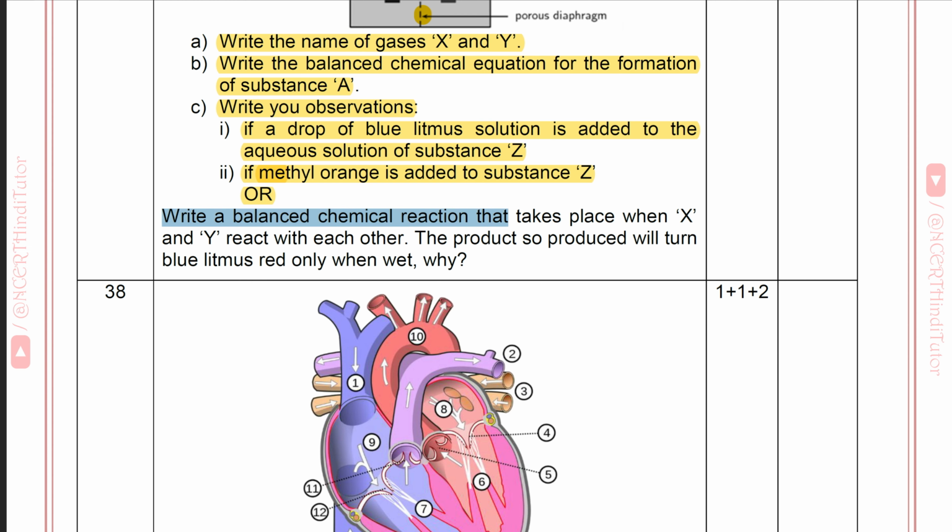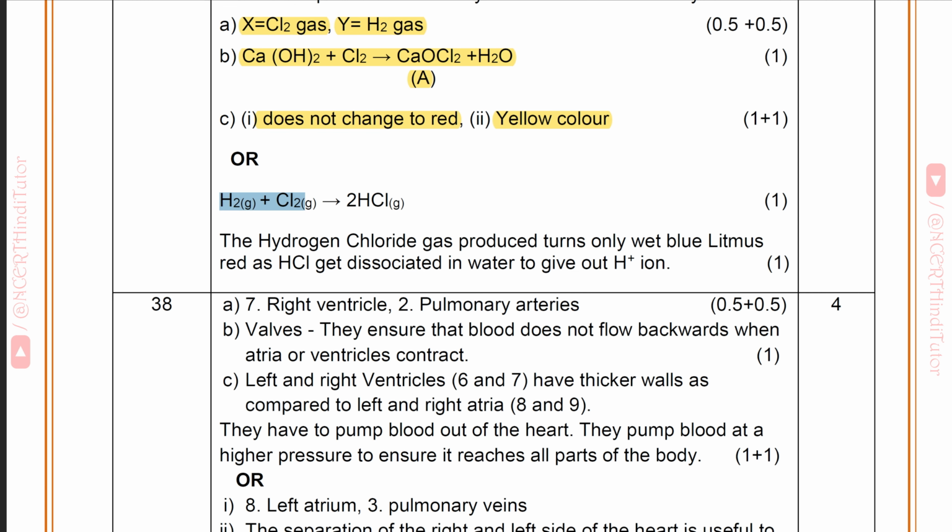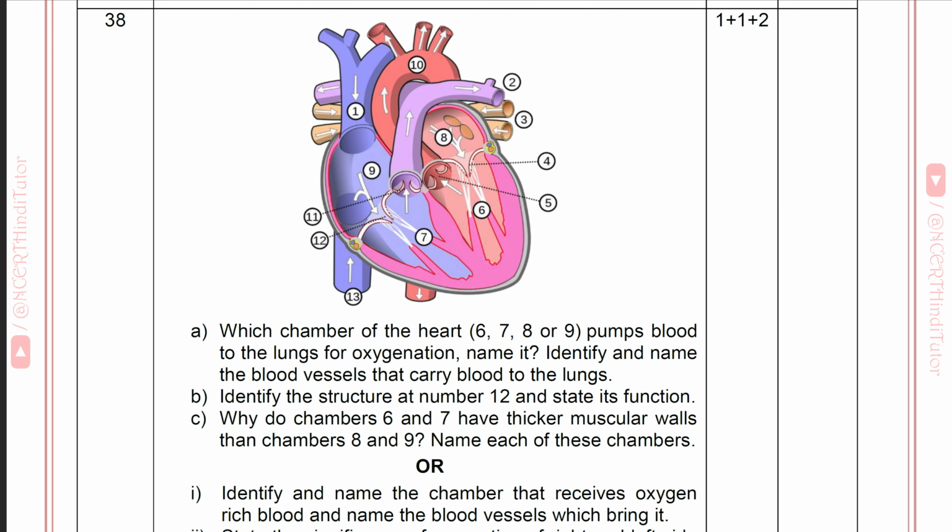Or, write a balanced chemical reaction that takes place when X and Y react with each other. The product so produced will turn blue litmus red only when wet. Why? Answer: H2 plus Cl2 gives 2HCl. The hydrogen chloride gas produced turns only wet blue litmus red as HCl gets dissolved in water to give out H positive ion. In question 38, we have a figure of the heart and we get labels from 1 to 13.